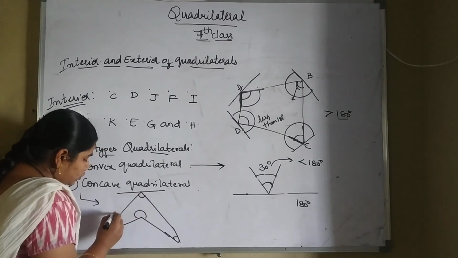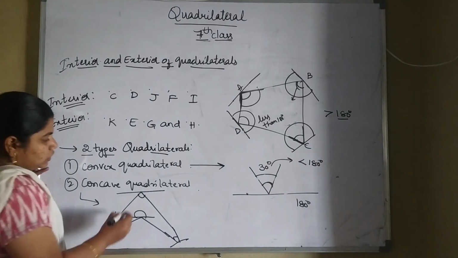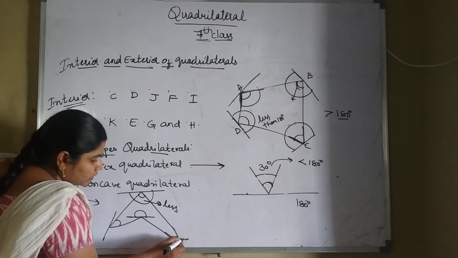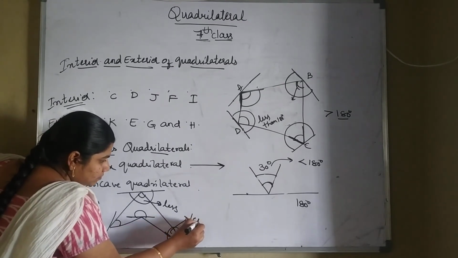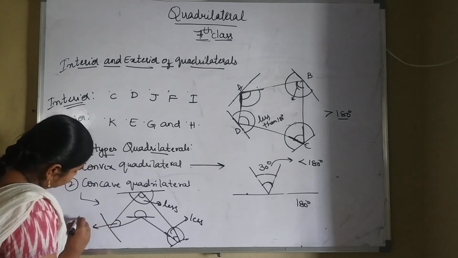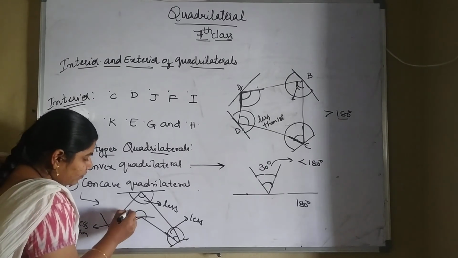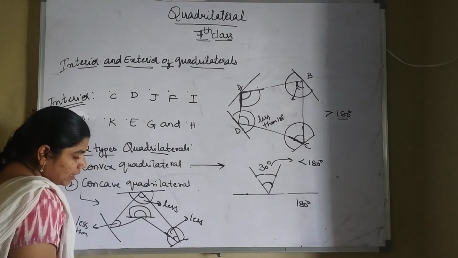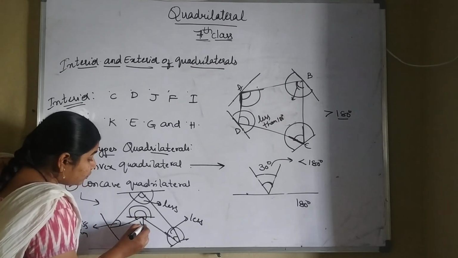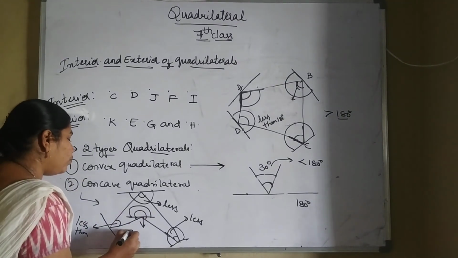So if I draw straight lines here, for this vertex this is less than 180, and for this also it is less than, for this also it is less than. But in this case, if you see, this is equal to 180 degrees, but these lines are outside of the line. That means this will form a reflex angle. Reflex angle means it is greater than 180.